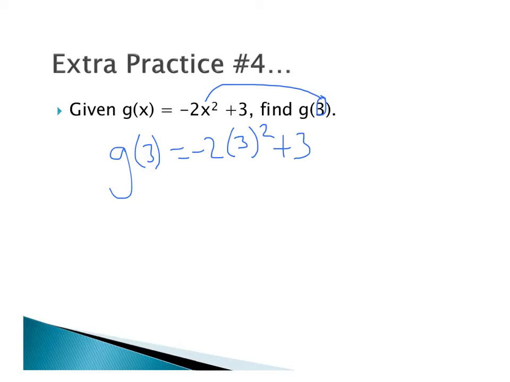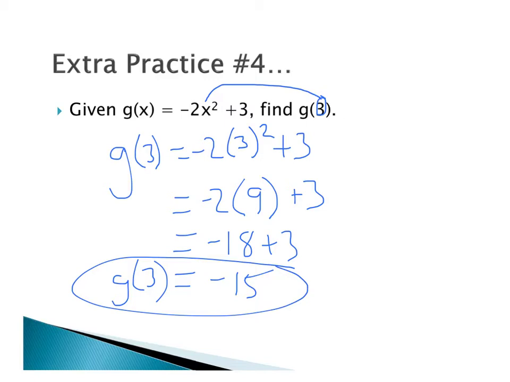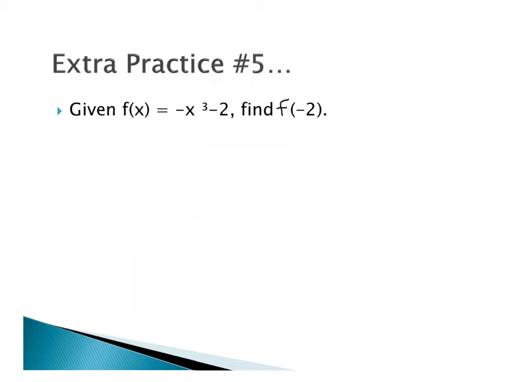Well, I look at my parentheses first. No operations to do in here. So I go to my exponents. PEMDAS. Don't forget PEMDAS. Negative 2 times, well, 3 squared is 9, plus 3. Negative 2 times 9 is negative 18 plus 3. So I get negative 15, which means that g of 3 equals negative 15. Boom. Done.